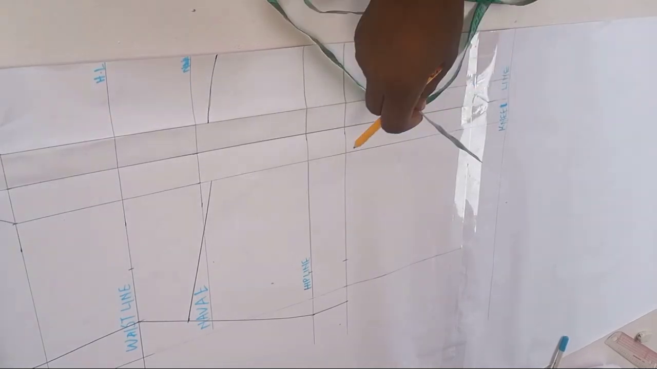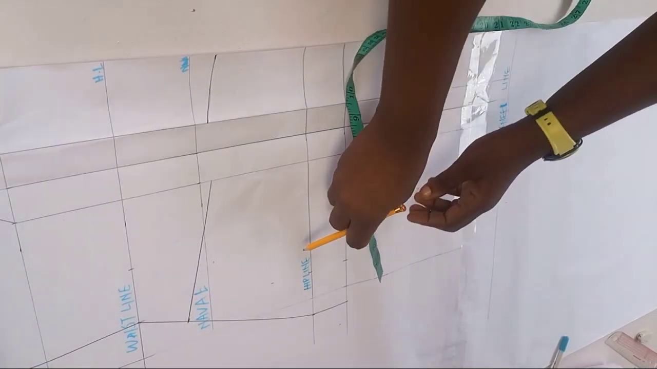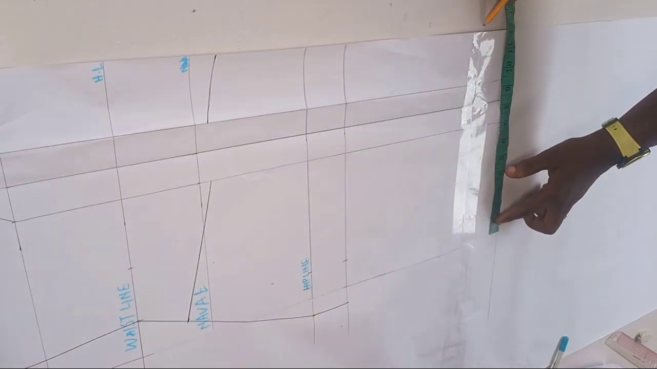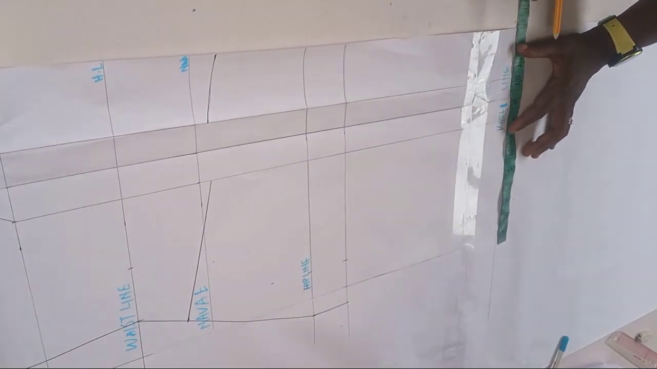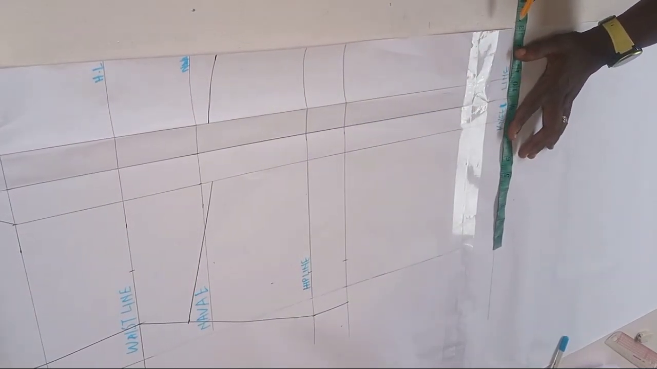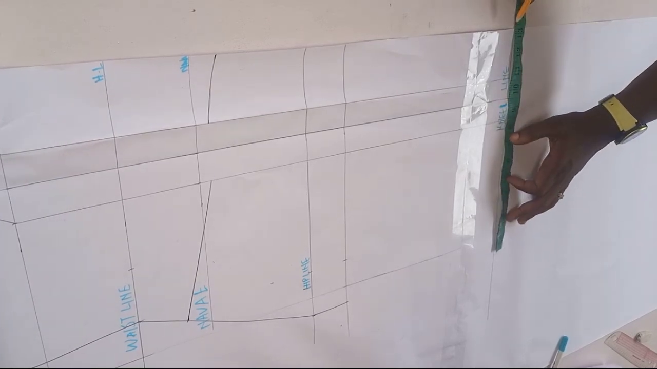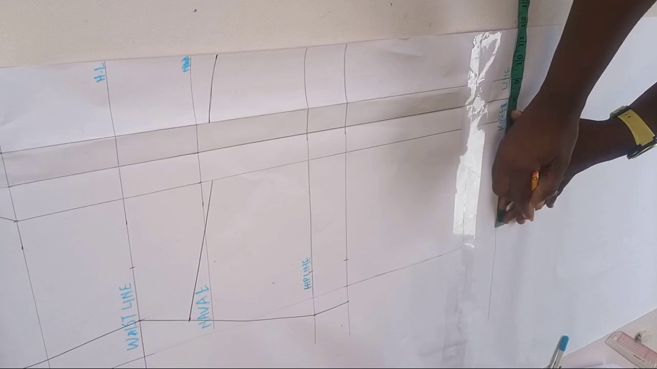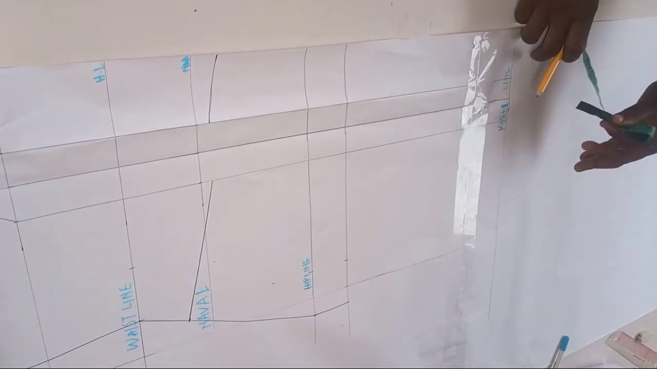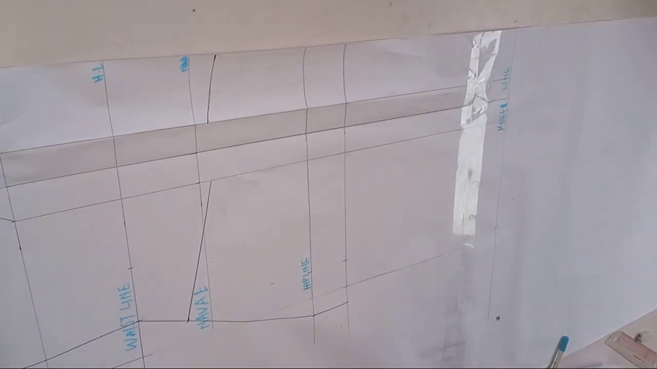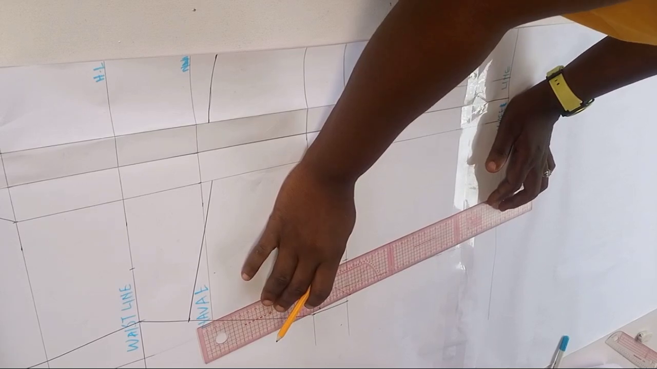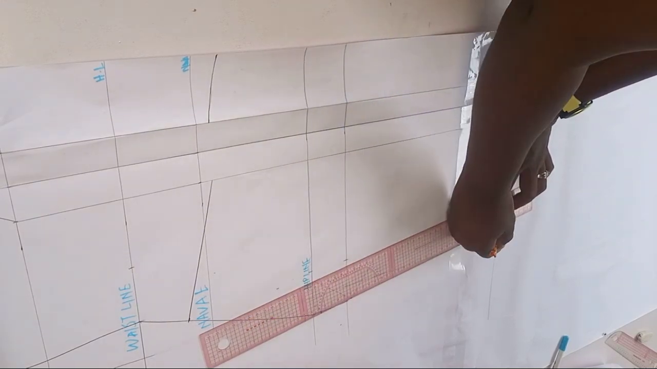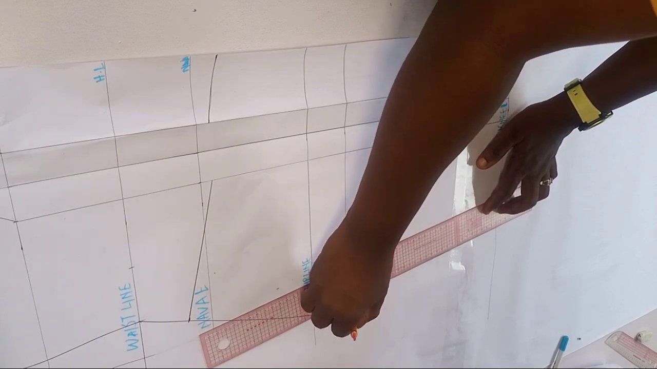Now for the shaping of the skirt part, I'll take whatever I have on my hip line and deduct 1.5 from it, and then I will mark it. So for my shaping, I'm deducting 1.5 inches from whatever my hip measurement is. Now connect the hip to the nail line. I'll connect the 2 points together with the straight ruler.